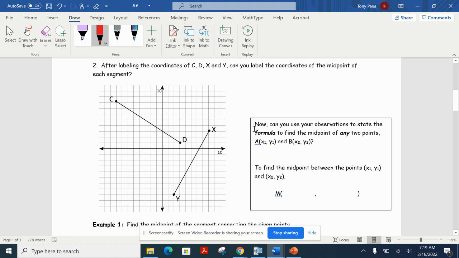Okay. All right, 2. After labeling the coordinates of C, D, X, and Y, can you label the coordinates of the midpoint of each segment? So let's do C and D first. So C is 1, 2, 3, 4, 5, 6, 7, 8. So it has an X coordinate of negative 8. And then 1, 2, 3, 4, 5, 6, 7, 8, and positive 8. If we go to D, 2, 3, and then up 1, those are the coordinates of segment CD.